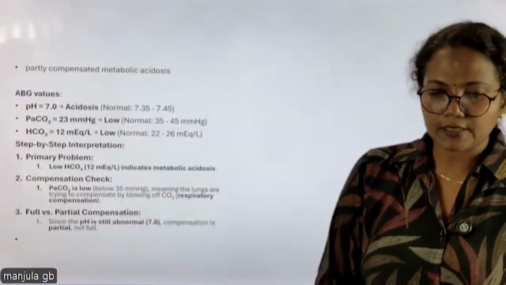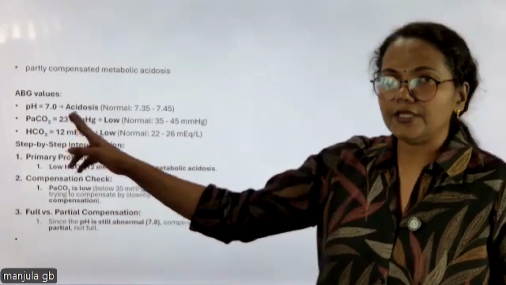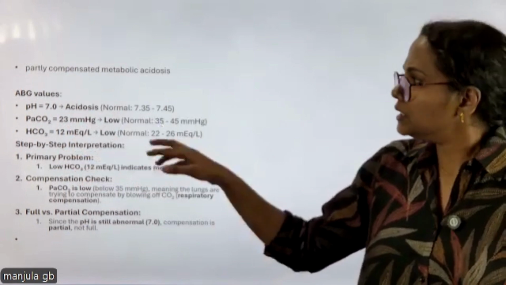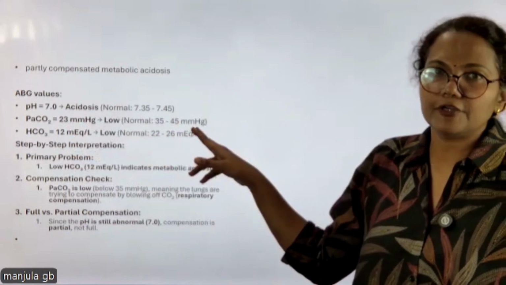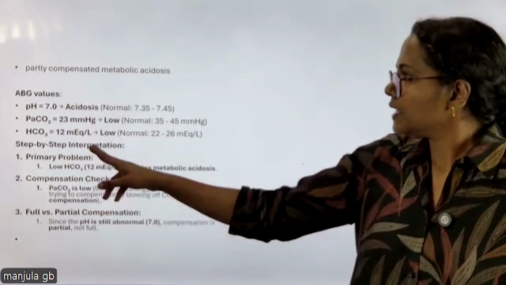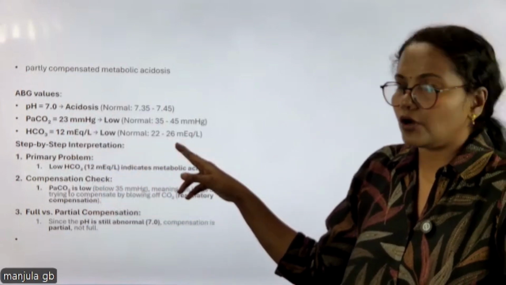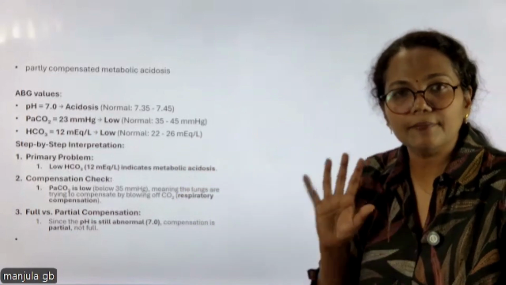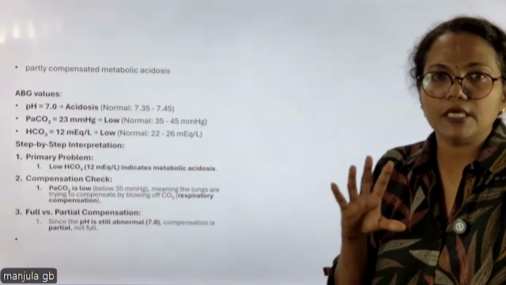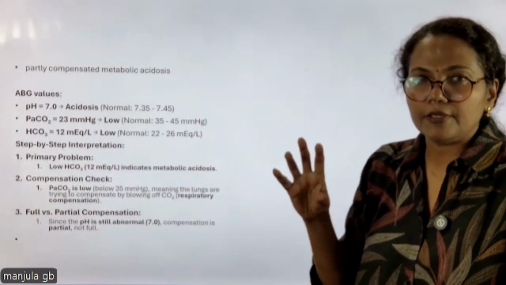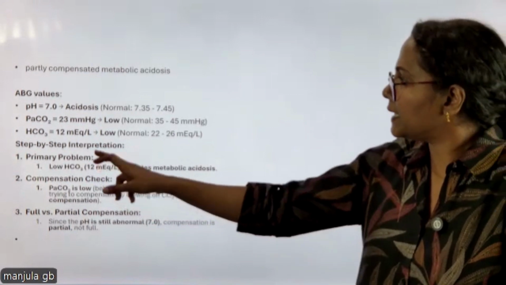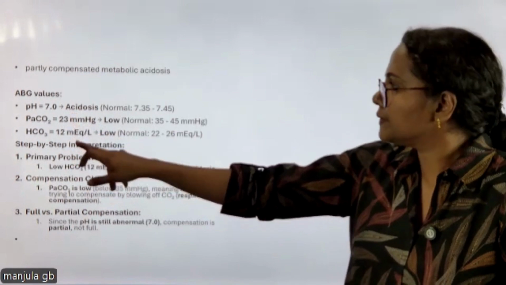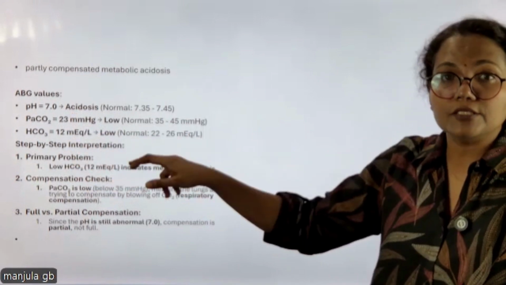So now you look at the answer. The pH is 7, which shows that it is acidosis. PaCO2 is low, normal is 35 to 45 but here it is 23, and the bicarbonate is also low. Normal is 22 to 26. Now what you have to identify first is the primary problem, for which we have to see the pH and also the carbon dioxide and the oxygen value. So here we know the bicarbonate is low, it is acidosis. And what is the reason for acidosis here? It is because the bicarbonate is low.